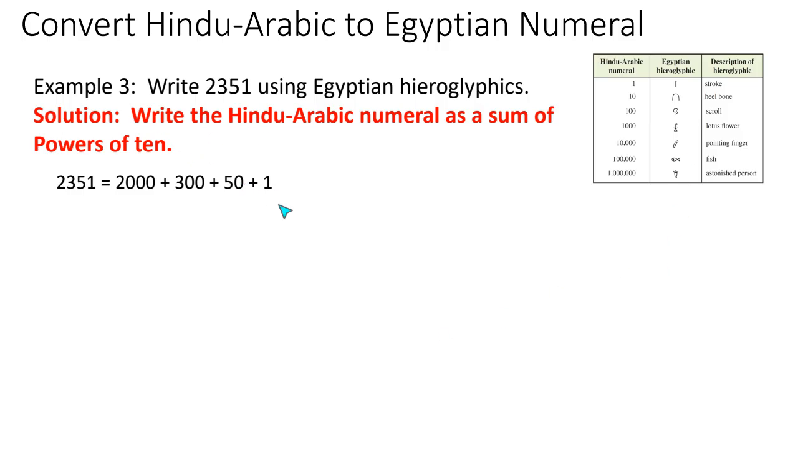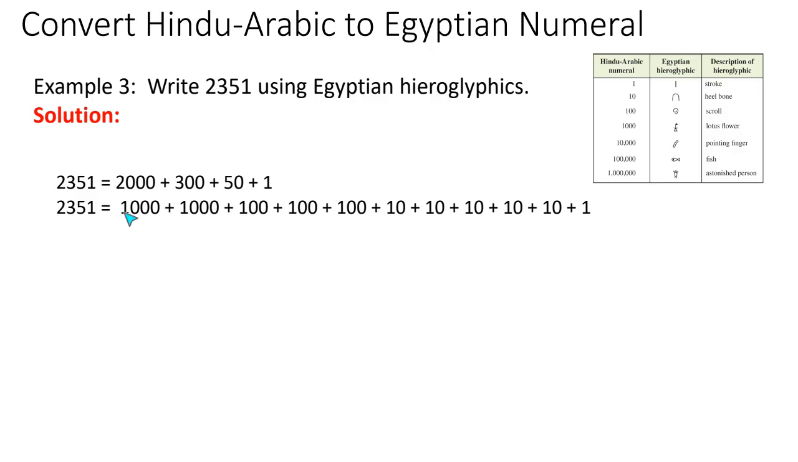And so what we want to do is rewrite our number into a sum of powers of 10. So the 2 here represents 2,000. The 3 is representing 300. The 5 represents 50. And then we have 1. But I can break this number down a little bit further. 2,000 is 1,000 plus 1,000. 300 is 100 plus 100 plus 100. 50 is 10 plus 10 plus 10 plus 10 plus 10. And then we have our 1.